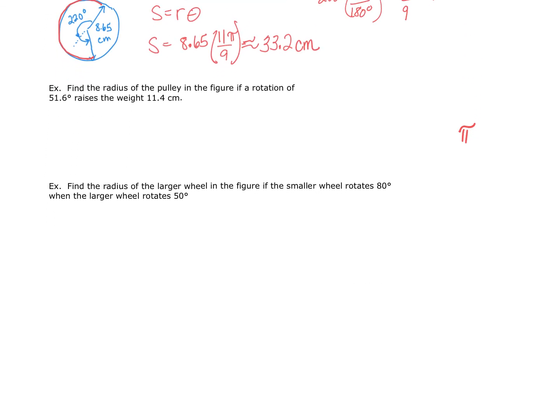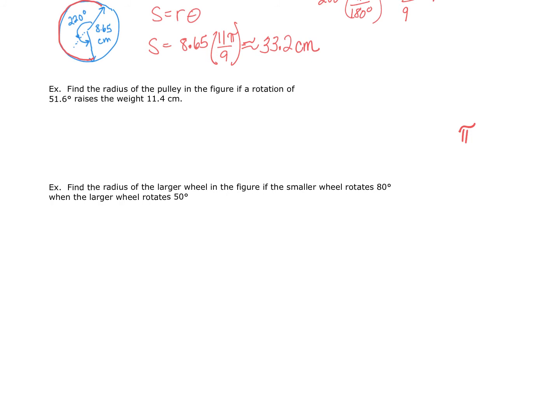This next example is a little bit different. We have some motion going on here. So let's say we have a pulley, and on that pulley is a rope that holds up some weight. We can see that from here to here the rope is attached to the pulley, and we're going to raise the weight 11.4 centimeters, and the rotation is 51.6.